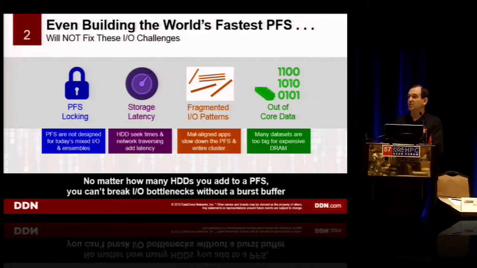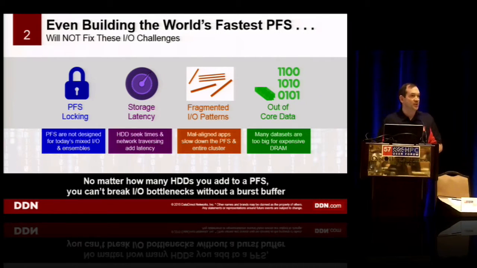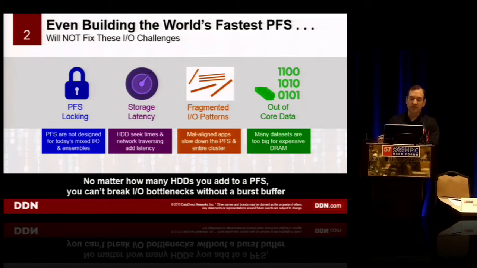And then, of course, the last problem: DRAM is very expensive, and some of our problems are just plain large, and they will not fit in memory. And if I have to drop from memory down to spinning disk, even if it's a fast parallel file system, that's a huge hit. So how do we overcome some of those things?